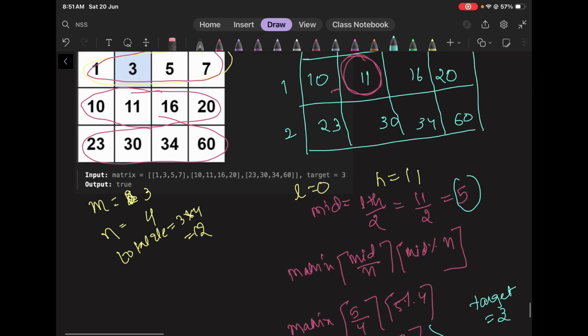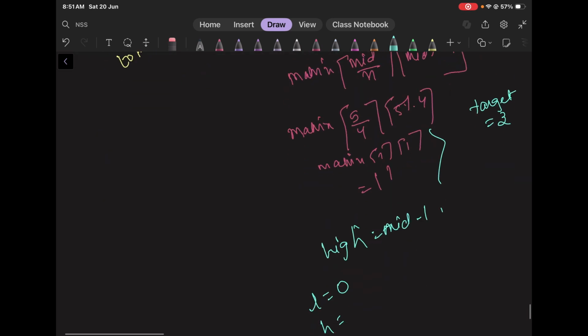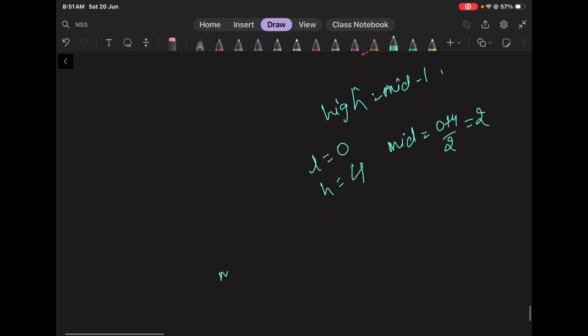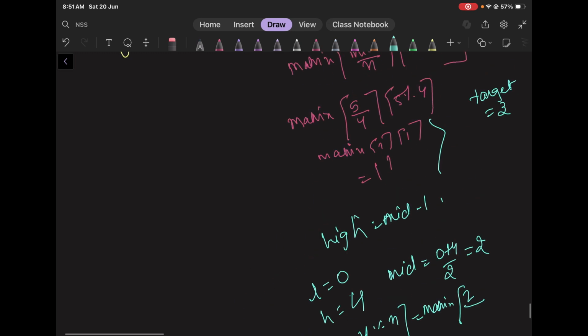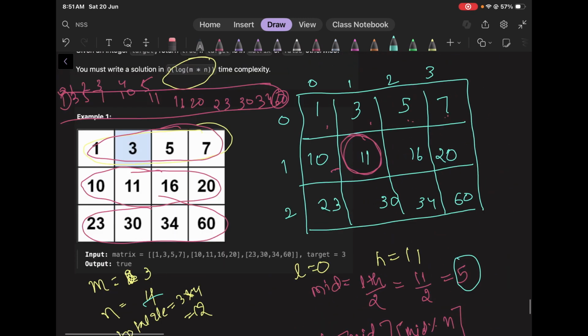So my mid is calculated as 5. So my low remains same 0, and my high turns out to be mid minus 1, that is 4. Now I again calculate mid. My mid will be 0 plus 4 by 2, which turns out to be 2, and matrix of mid by n, and this will be mid modulo n. This is equal to matrix of 2 by 4, and 2 modulo 4. This will be matrix of 0 comma 2.